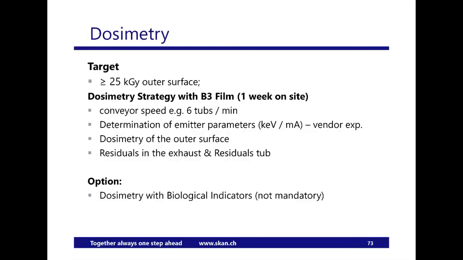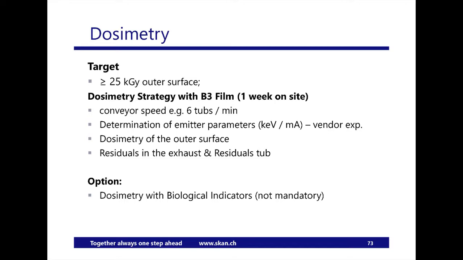And you do the dosimetry to establish the kilograys with a B3 film cord. B3 film comes from Tesa, Beiersdorf in Hamburg, gets also calibrated, and you put the B3 film around the tap to see it. You have seen it before. What is the target of our dosimetry? The target is to have 25 kilogray on all outer surfaces.